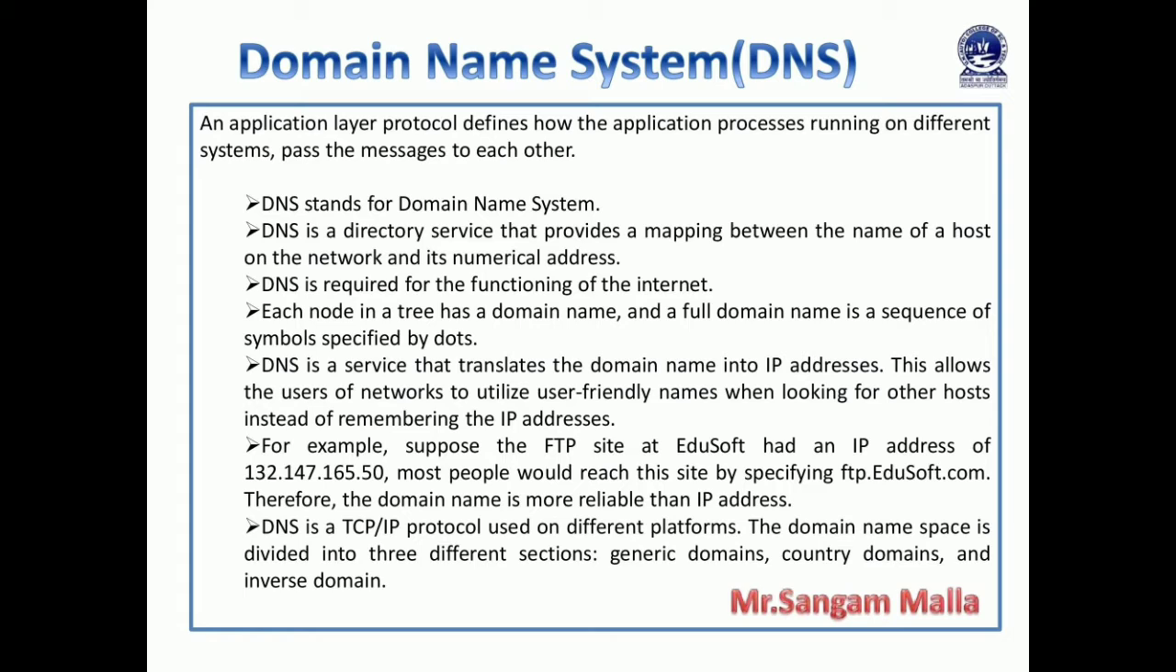So for example, suppose the FTP site at EduSoft has an IP address of 132.147.165.50. Most people would reach this site by specifying ftp.edusoft.com. So the domain name is more reliable than the IP address. Here in this example you can clearly see that we have an IP address which is distinguished by dots. It is not at all possible to remember the IP addresses of different websites. So in order to use the website name, we take the help of DNS, through which we name the IP address through a name.